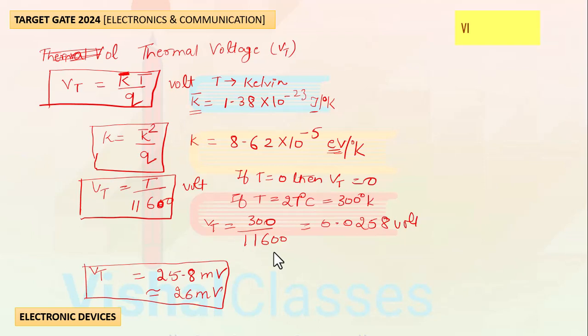Standard room temperature: if anyone asks what will be thermal voltage at room temperature, your answer will be, sir, it will be 26 millivolt. By default, temperature is considered as 300 Kelvin. If not given, then you have to write 300 Kelvin.